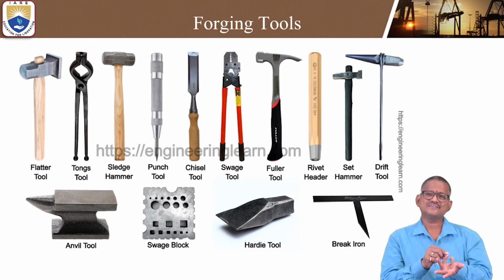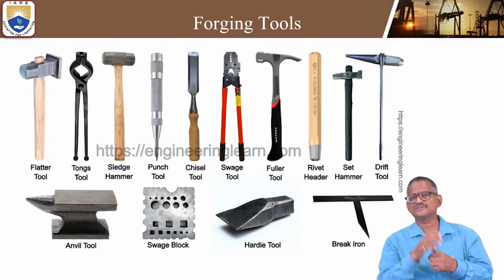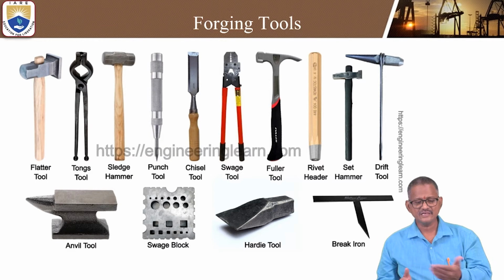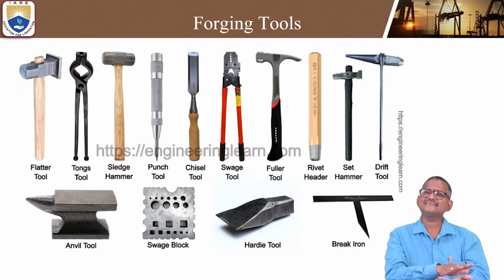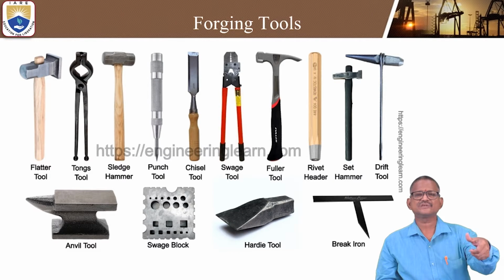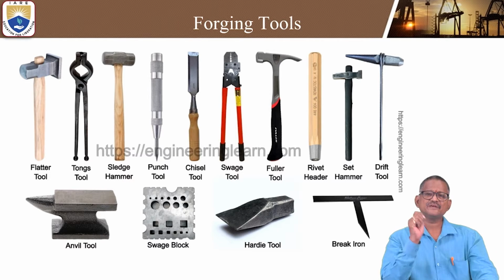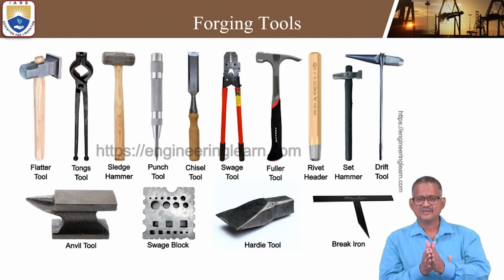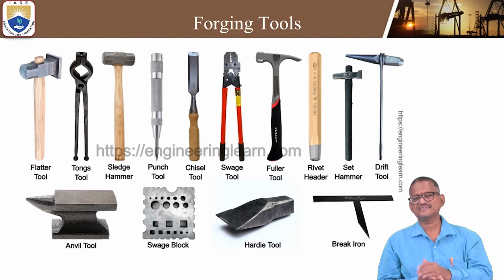In that, what is its function, what application, and what purpose you can use it for, you can see one by one. The flatter tool is for flattening the surface. Tongs hold the hot metal, and the sledgehammer applies pressure. Even when you want to get good dimensional accuracy, the sledgehammer is not sufficient.